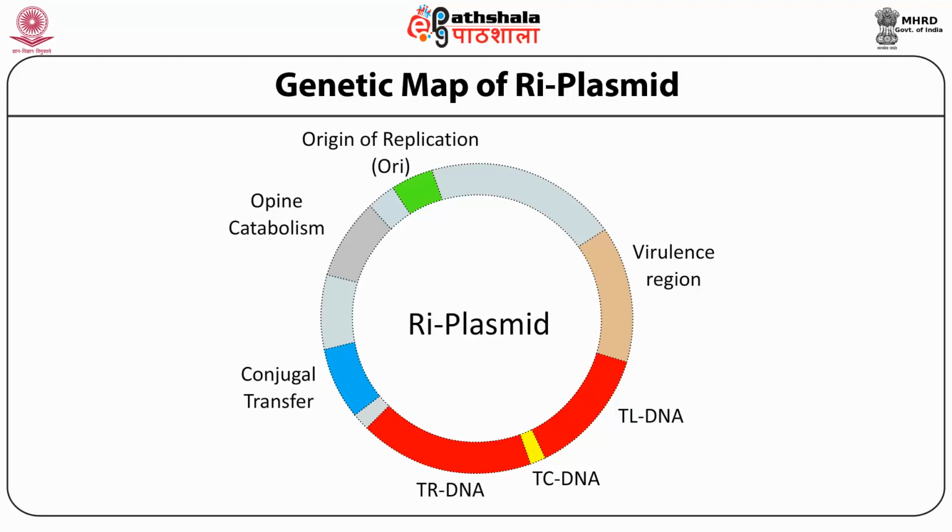However, the tDNA here looks very different, as you can see in the schematic also. It contains tDNA repeats for sure, left and right repeats, but it may contain up to two copies of tDNA. Therefore, we now call them TR-DNA, that is right, and TL-DNA, that is left, and the space between these two is called TC-DNA. Ri plasmids are bigger in size compared to the Ti plasmid.